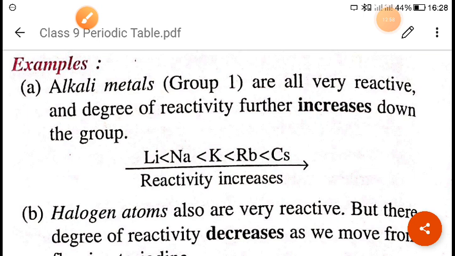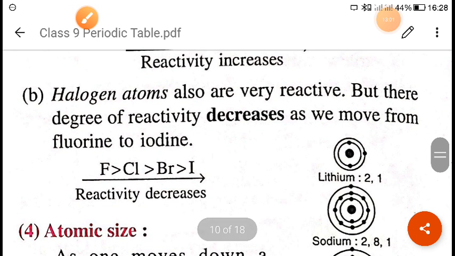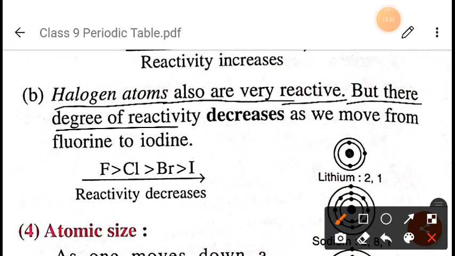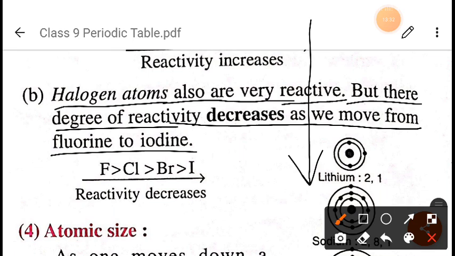Now one more example is given here, halogens. When we talk about the halogens, which are group 17, the fluorine family, okay? The halogen atoms are fluorine, chlorine, bromine, iodine and astatine, right? At that time you will see that the halogen atoms are also very reactive, right? But their degree of reactivity decreases as we move from fluorine to iodine. Means what? When you move from fluorine to iodine, the reactivity will decrease, okay?